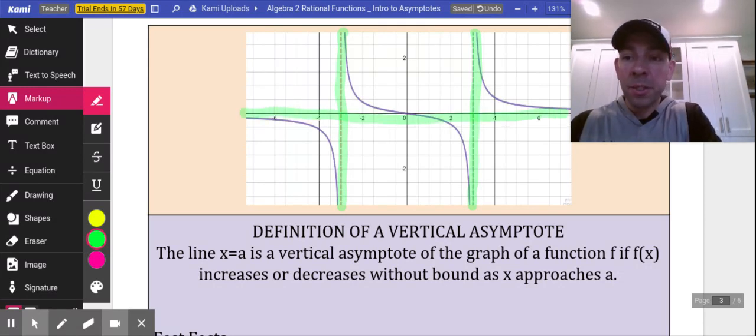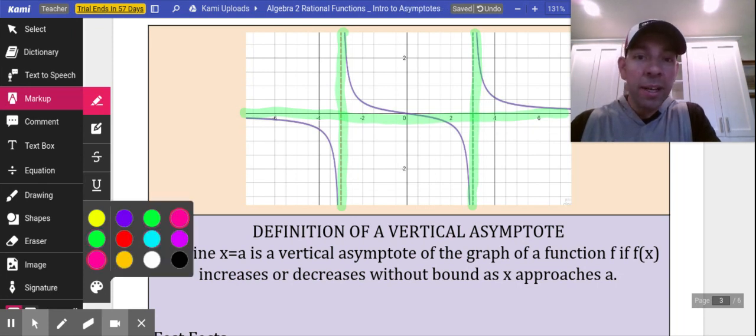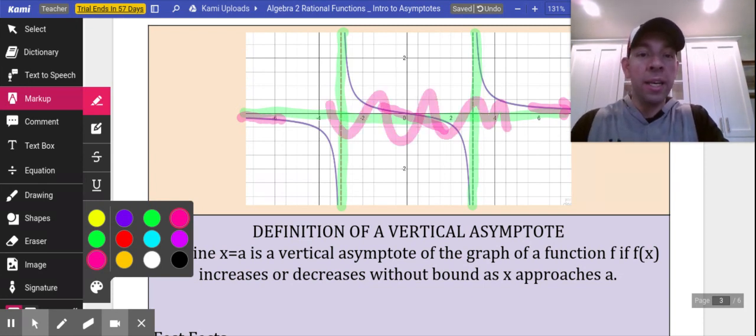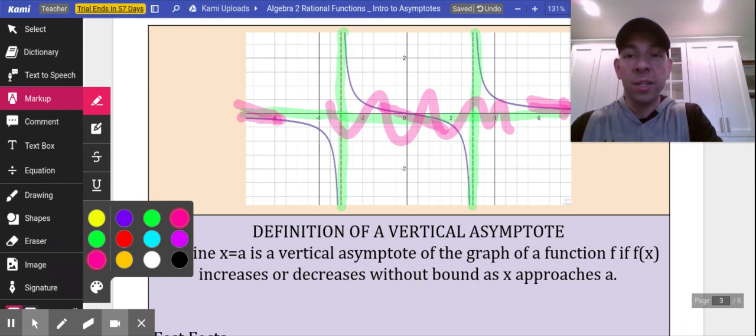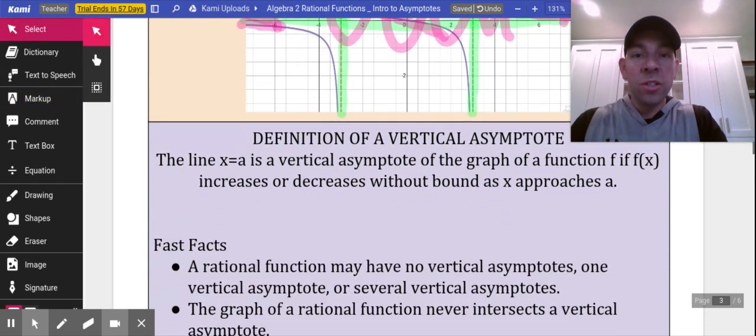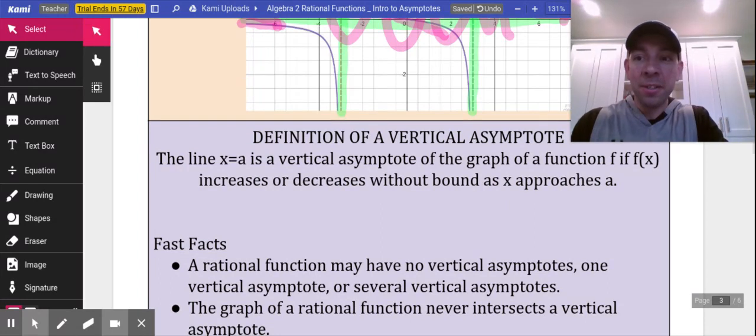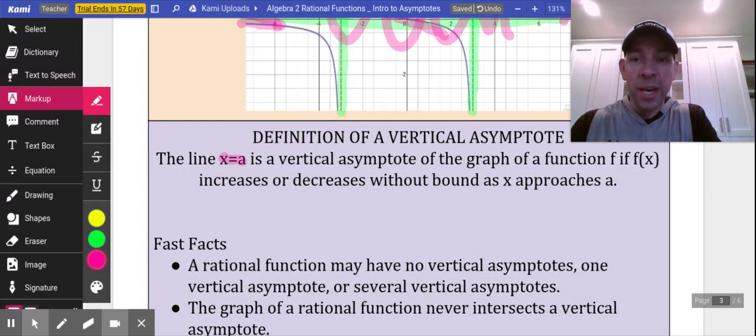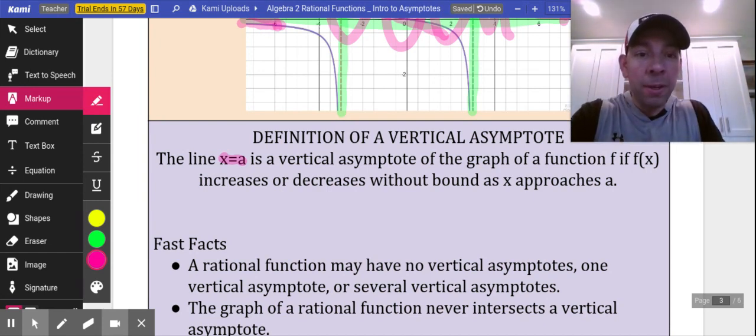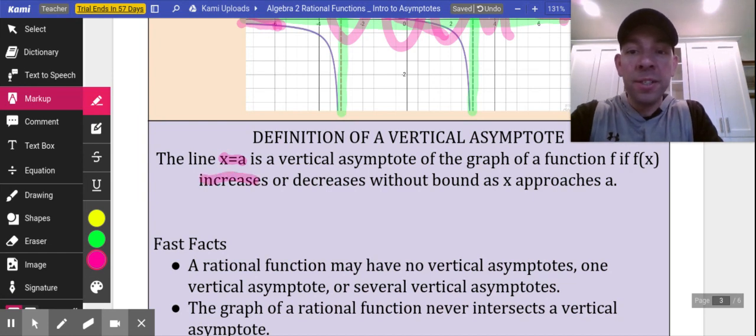Now, what's interesting about that picture that we hadn't seen in the others is that the graph can pass through a horizontal asymptote, as long as the endpoints are trending towards that line. So you could have as many intersections as you want in here as long as these endpoints are trending towards that horizontal asymptote. So the real formal definition of a vertical asymptote says the line x equals a, which could be x equals 2, x equals negative 3, whatever, is a vertical asymptote of the graph of function f if f of x is either increasing or decreasing without bound as x gets closer and closer to that a value.